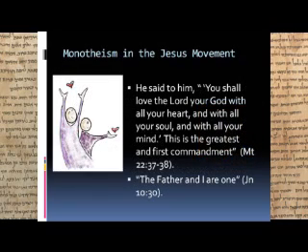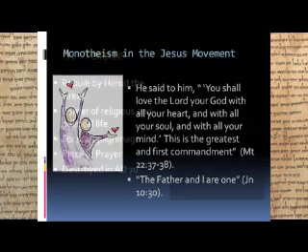Similarly, in Jesus, he said to them, "You shall love the Lord your God with all your heart and with all your soul and with all your mind. This is the greatest and first commandment." But taking a slightly different tack, Jesus says, "The Father and I are one."